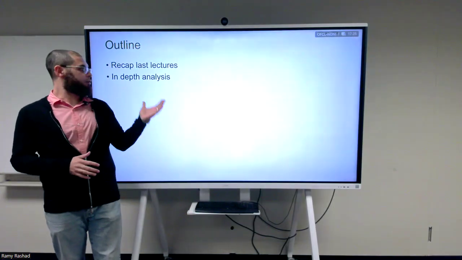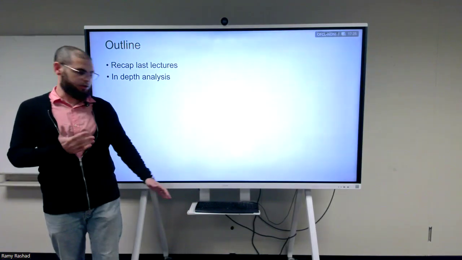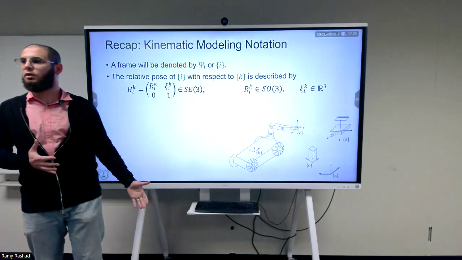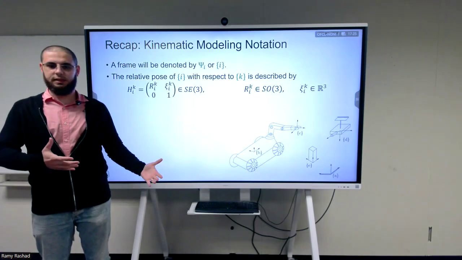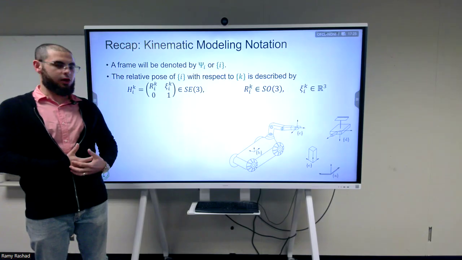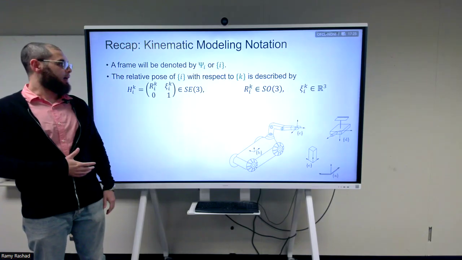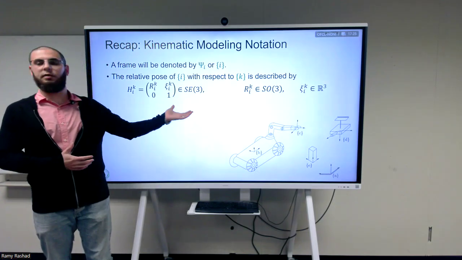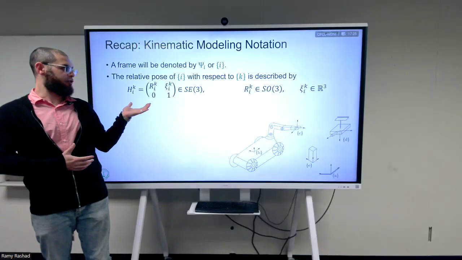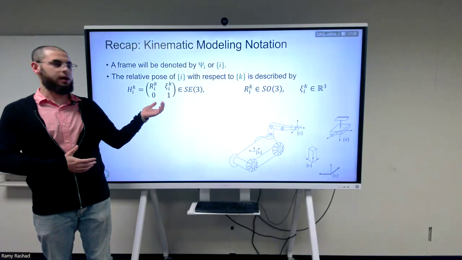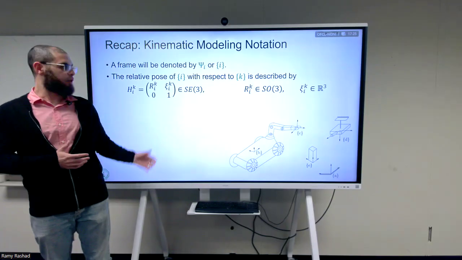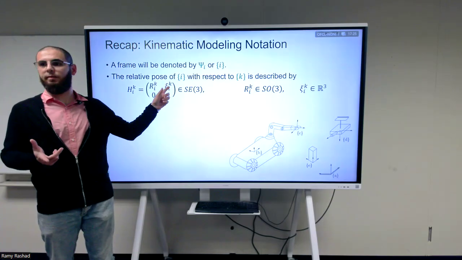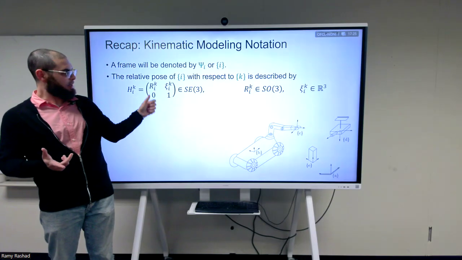So we only have today an in-depth analysis of what we had, and just a recap of what we discussed so far. This is the scenario that you will find yourself in. You have a robotic system, and you start putting frames everywhere. The relative pose between every frame is simply given by a member of SE3. It's a homogeneous transformation matrix that has the pair R and psi. R is the relative orientation between the two frames, and psi would be the origin of frame I expressed in frame K. Beware that this is frame I expressed in frame K.